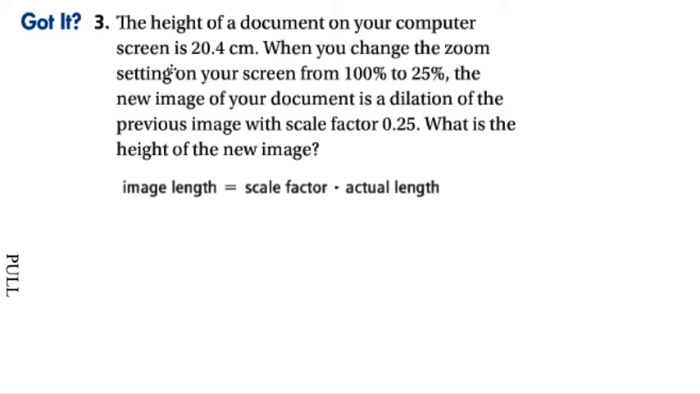Alrighty, hope you gave that a try. So this one says the height of a document on your computer screen is 20.4 centimeters. When you change the zoom setting from 100 to 25%, the new image of your document is a dilation of the previous image with a scale factor of 0.25. So we know the scale factor is 0.25. What is the height of the new image? So we're looking to solve for the image length, because we're looking for the new image, and the actual was 20.4 and it's being reduced, so we end up with 5.1 centimeters.